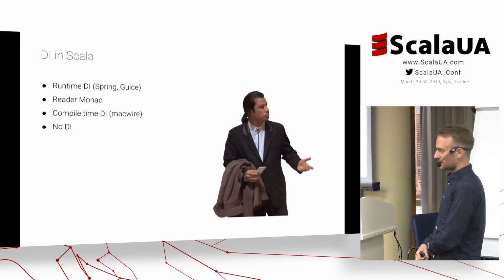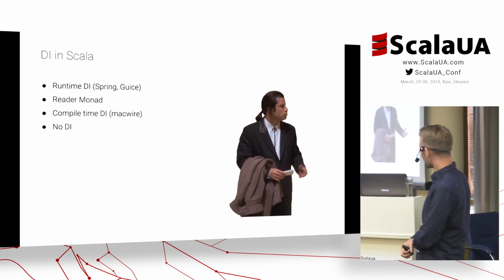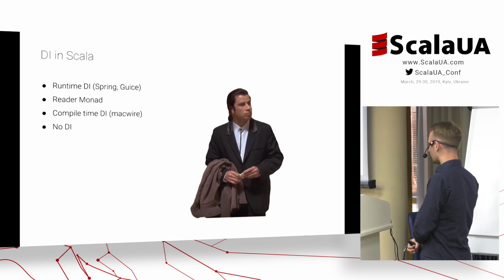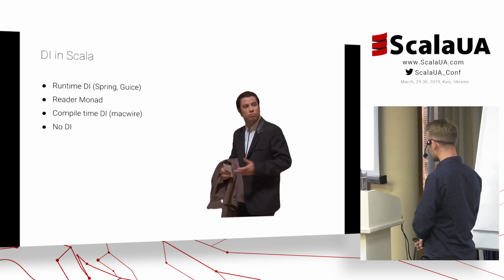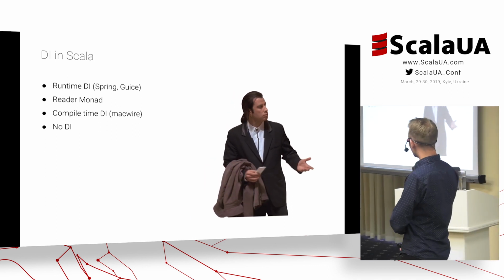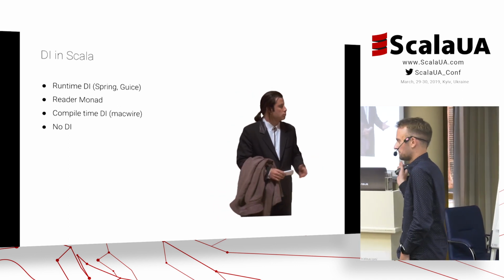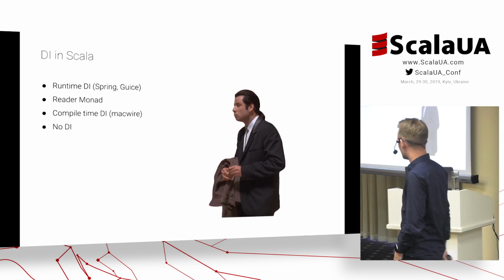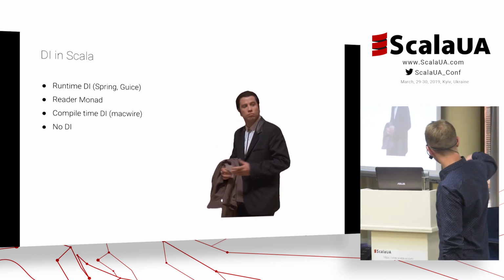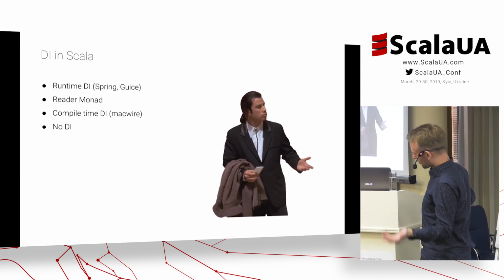So let's talk about dependency injection in Scala. First, there is runtime DI from Java: Spring, Guice. From FP, it's the reader monad, or for the old one, Kleisli. We also have compile time DI, like Macwire, and we can just inject into the constructor without DI. The problem is what to choose. It may be a bit difficult. Every approach has its own pros and cons.